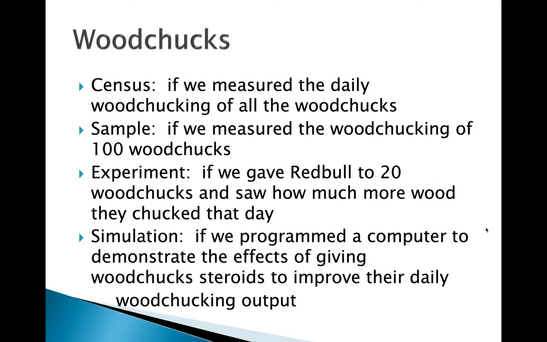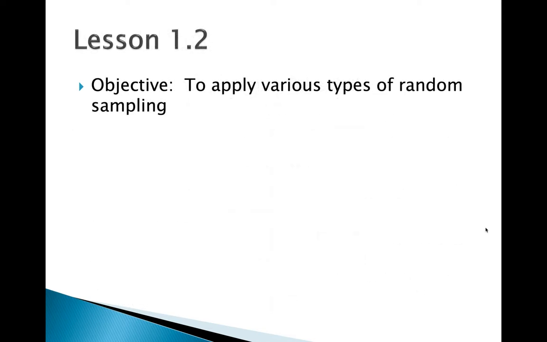Okay, so let's apply this to the woodchucks. We would be conducting a census if we measured the daily woodchucking of all the woodchucks in the US. A sample is if we measured the woodchucking of the 100 woodchucks. An experiment would be if we gave Red Bull to 20 woodchucks and saw how much more wood they chucked that day than their other days where they don't have Red Bull. Simulation would be if we programmed a computer to demonstrate the effects of giving woodchucks steroids to improve their daily woodchucking output.